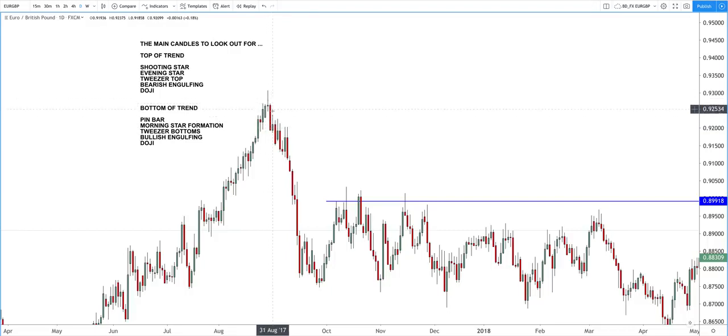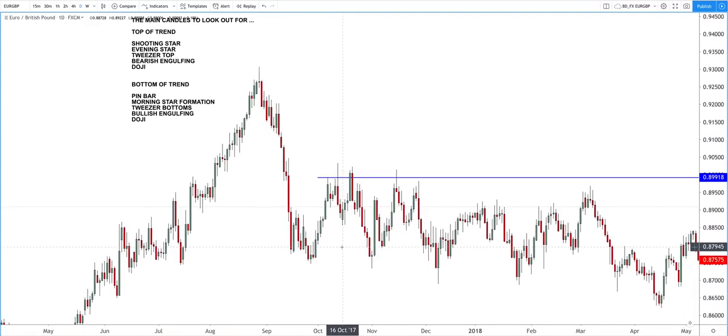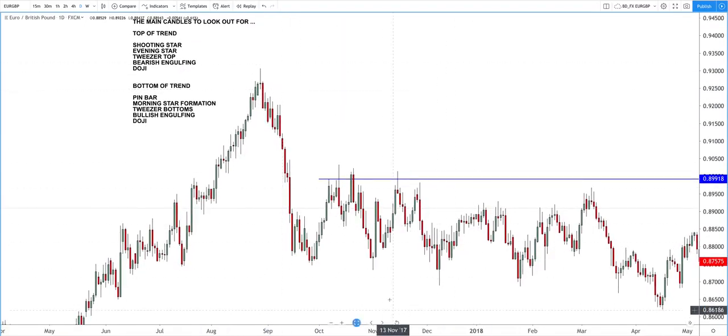This is an even stronger evening star. You can see the third candle here has completely engulfed the first candle of the formation. So you've got 1, 2, 3, and then just off that alone, you can see a pullback on the next day, and then this has just died and came all the way back down. So that is the evening star formation.